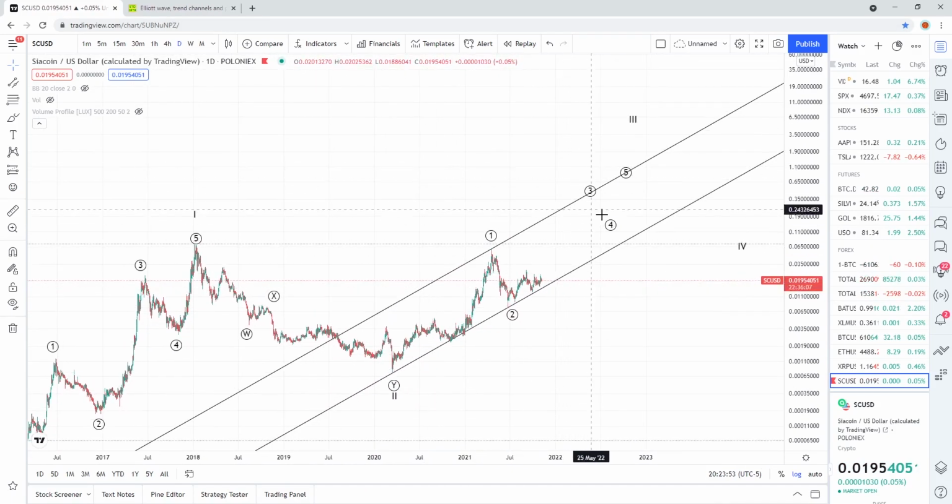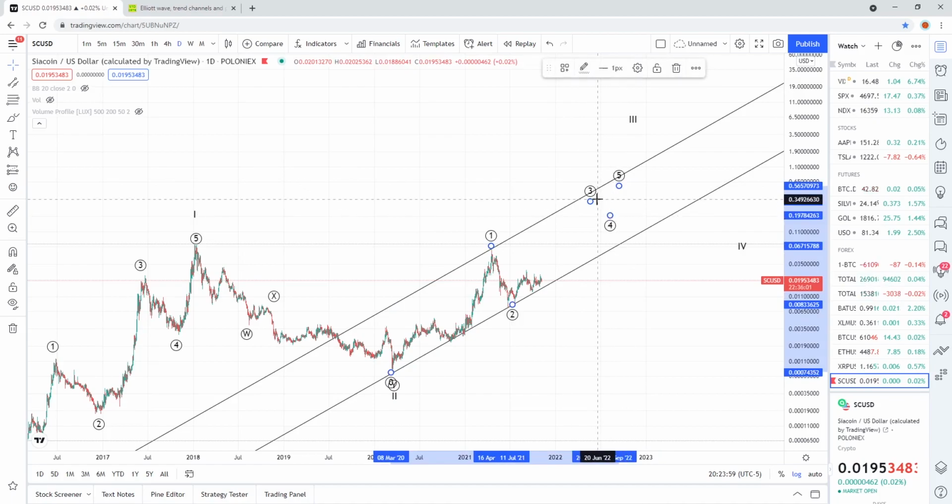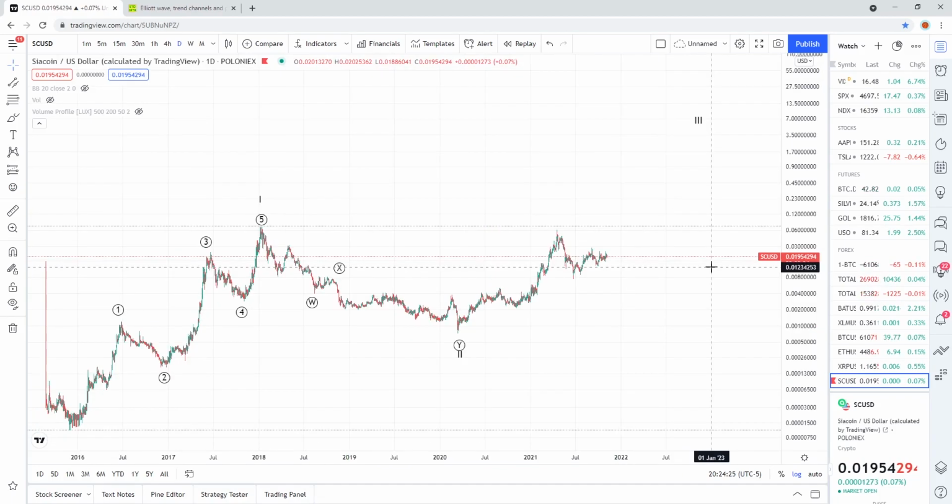And then we would see that more shallow pullback since wave 2 is so deep, and then it would go on to set primary wave 5. And it would likely hit that same trend line. So that's going to be my first reasonable lower target for primary wave 3 for Siacoin.